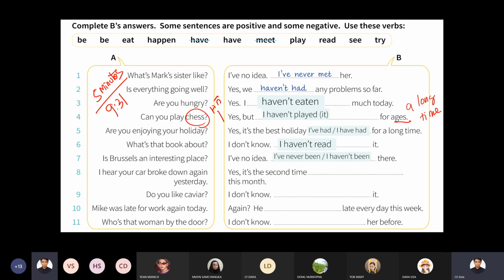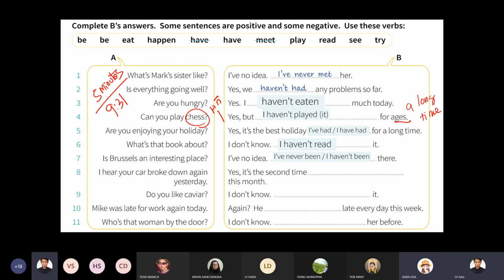I hear your car broke down again yesterday. Oh, that student is not here. Okay, so Utsa, number 8. I hear your car broke down again yesterday. Yes, it's the second time. I have tried this month. We have the word try. Okay, not really correct. Try here doesn't have anything to do with the car breaking down.